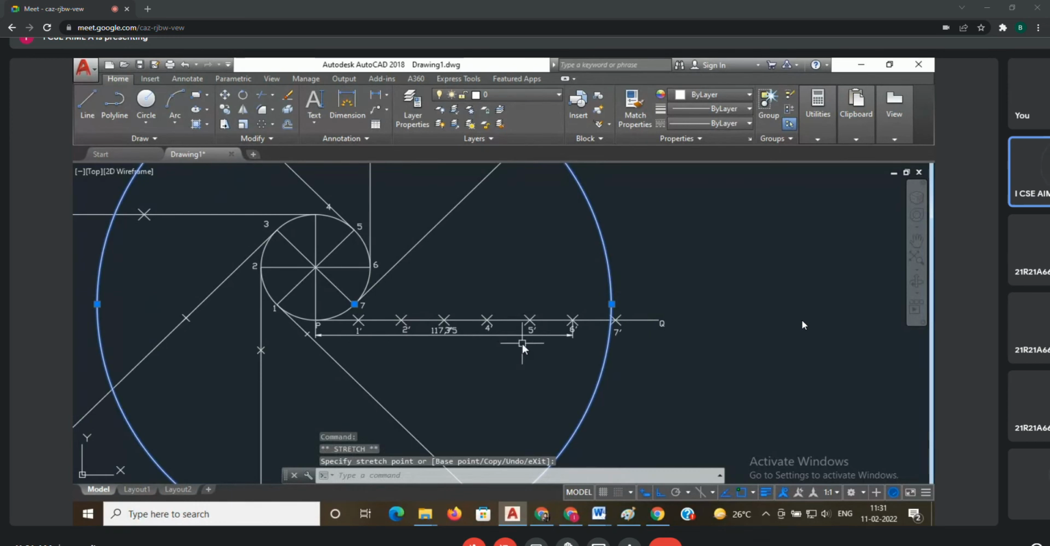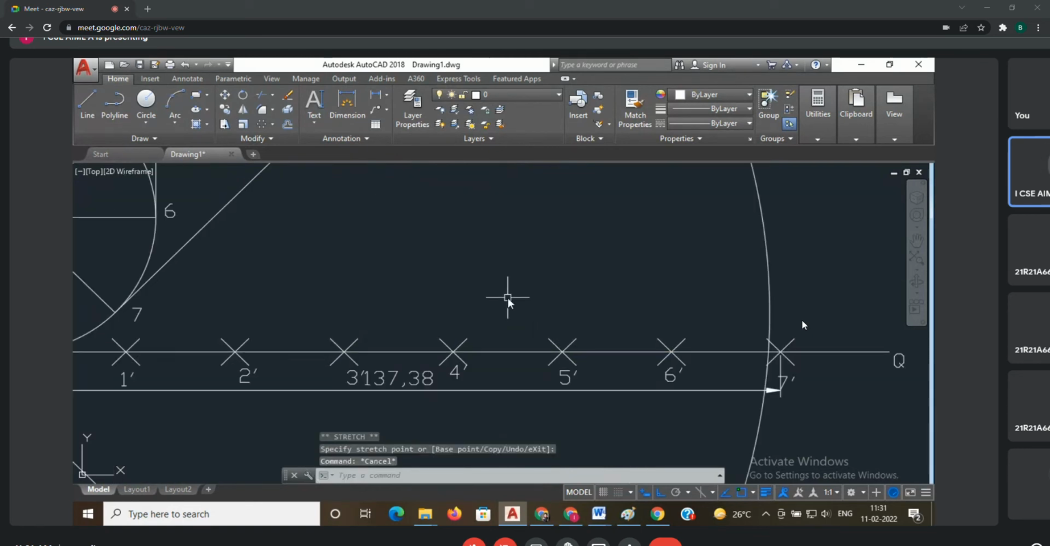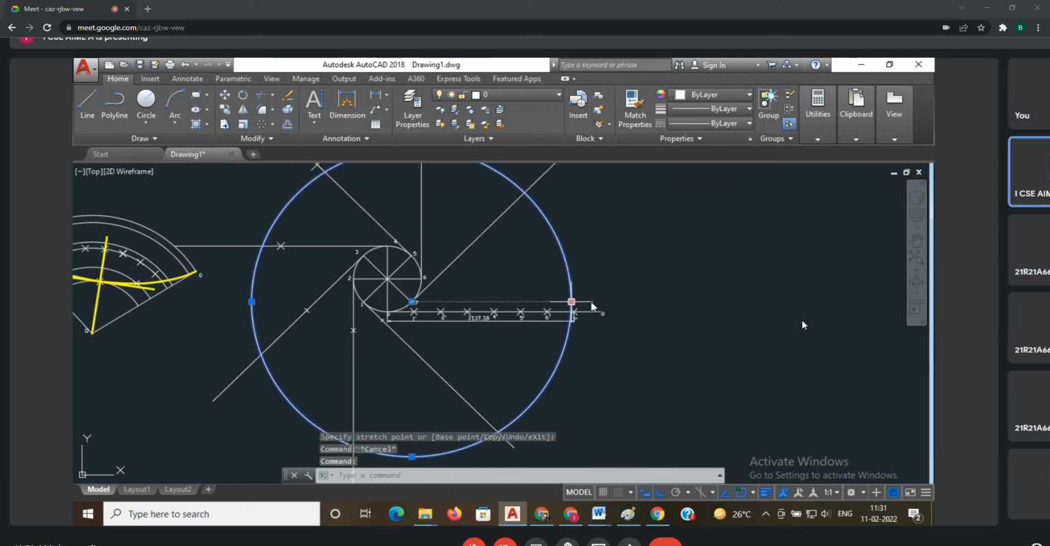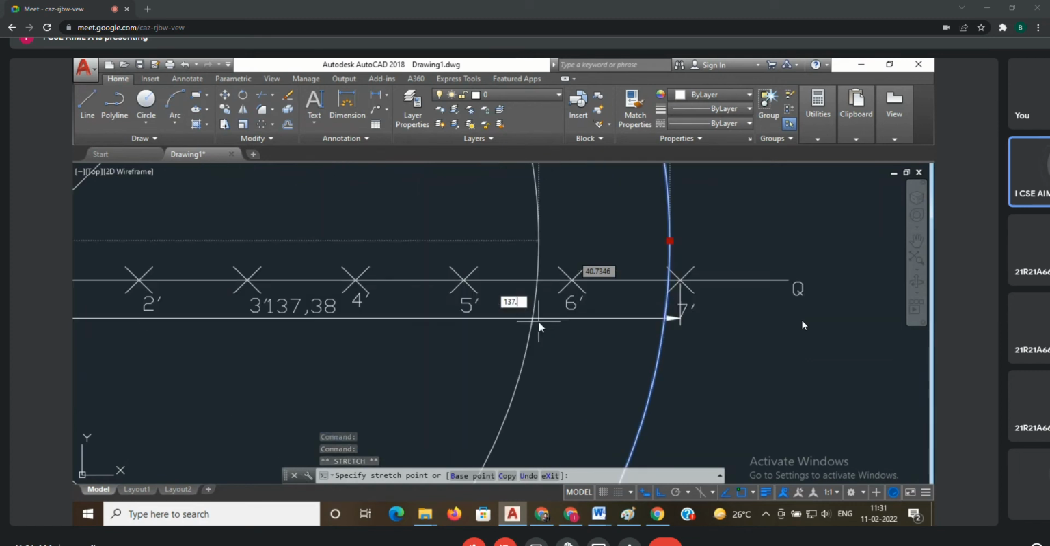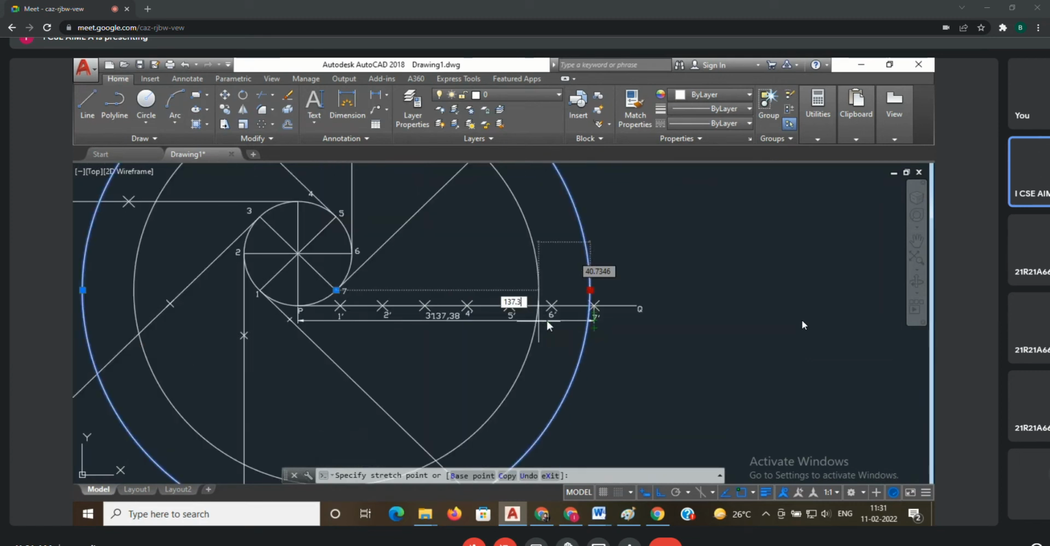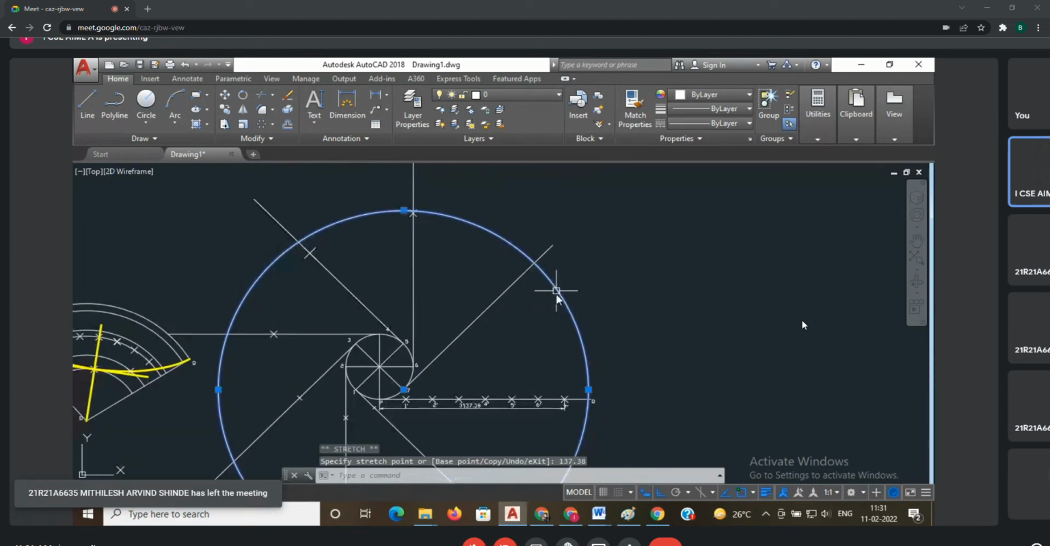Next, find out the value from P to 7 dash. 8 dash will be the same as it is. That's why P to 7 dash, how much? 137. Select the circle and move. Give 137.38. Is it 38? 38. Enter. Now you will get the point somewhere here.